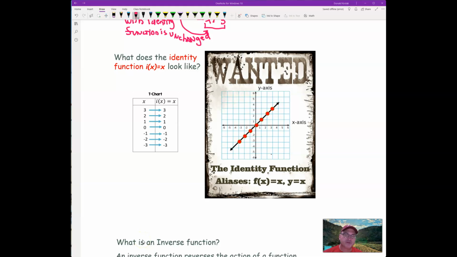So we're in New Mexico. New Mexico's where Billy the Kid ran around, and so I put it in a wanted poster. Wanted: what's the identity function look like?